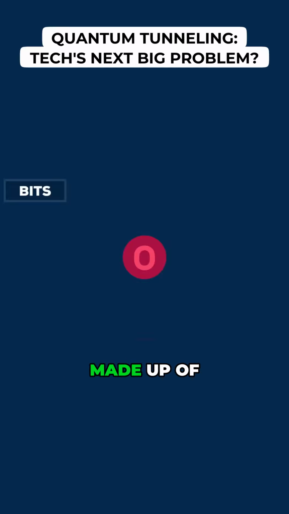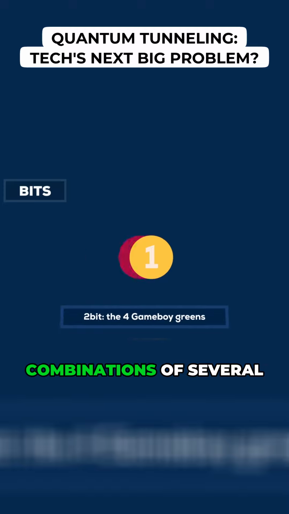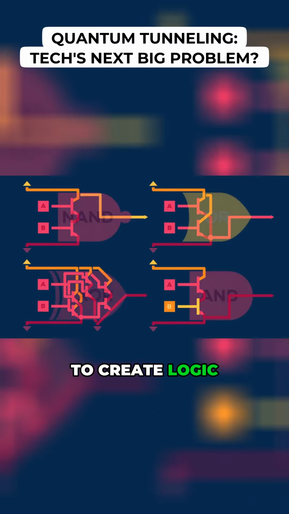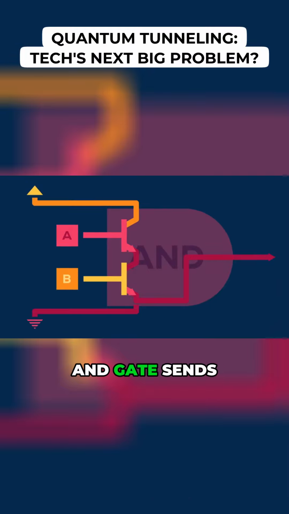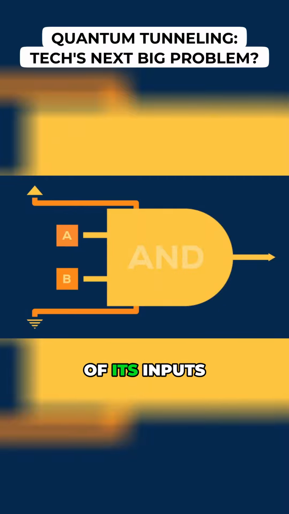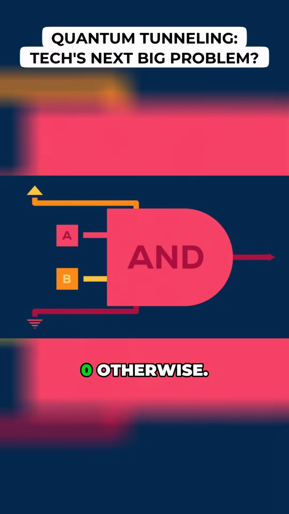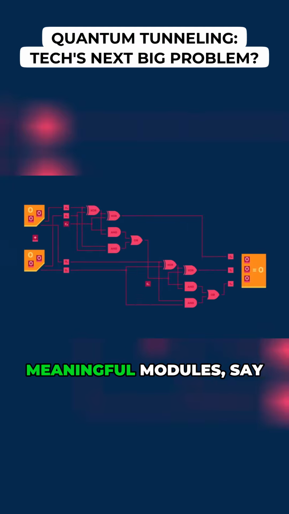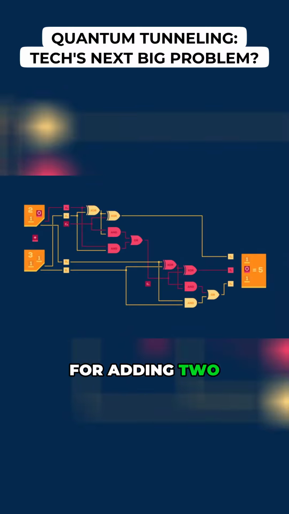This information is made up of bits, which can be set to either 0 or 1. Combinations of several bits are used to represent more complex information. Transistors are combined to create logic gates, which still do very simple stuff. For example, an AND gate sends an output of 1 if all of its inputs are 1, and an output of 0 otherwise. Combinations of logic gates finally form meaningful modules, say for adding two numbers.